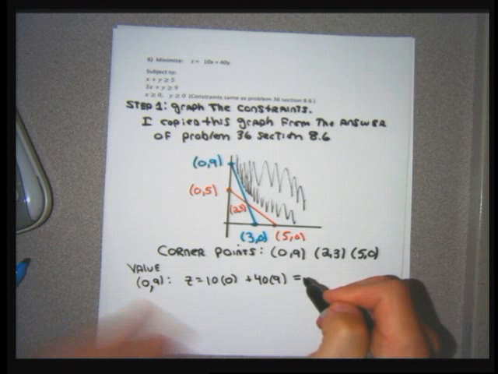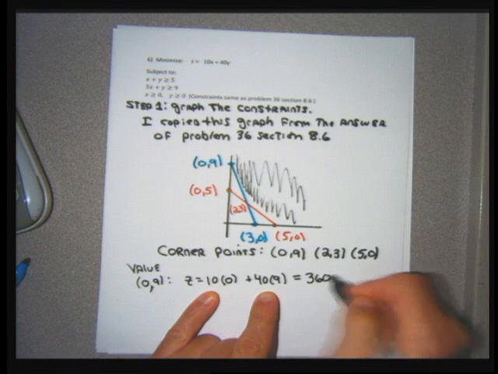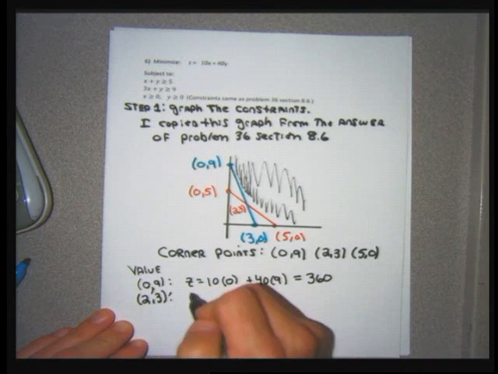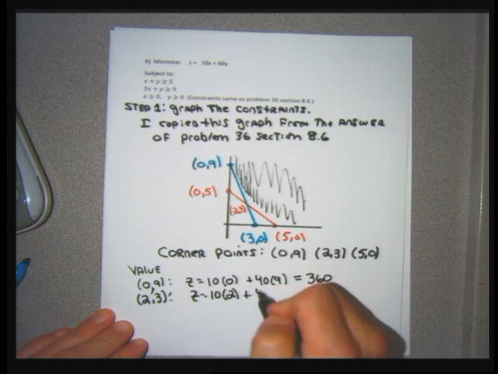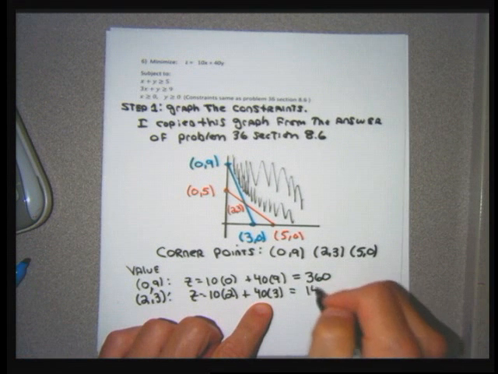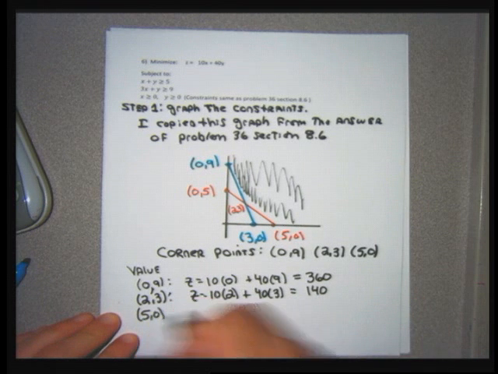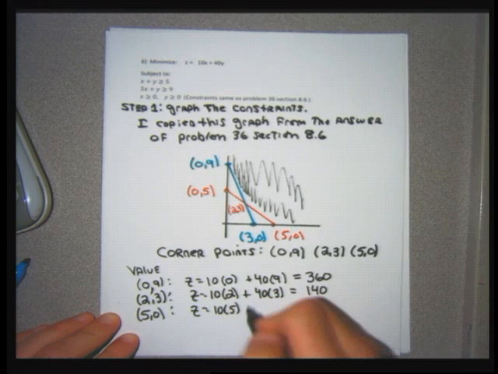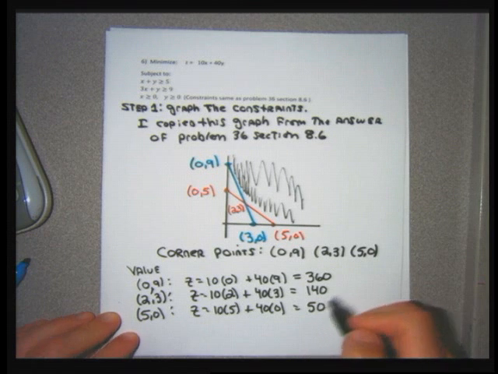For the first corner point, (0, 9), I get 0 plus 360 if I do that arithmetic, which gives me 360. The second corner point, I plug 2 and 3 in for x and y. I get 10 times 2 plus 40 times 3. When I do that, that's 20 plus 120, which is 140. And when I plug 5 and 0 in, I get z equals 10 times 5 plus 40 times 0. That comes out to 50.